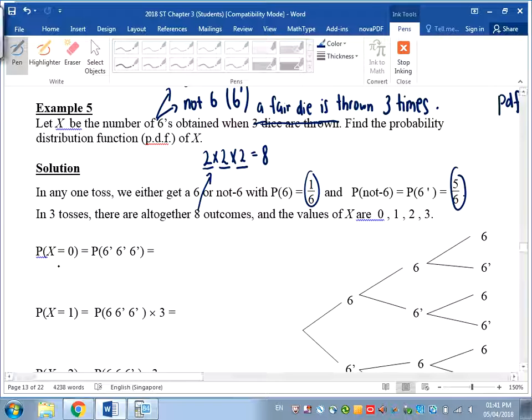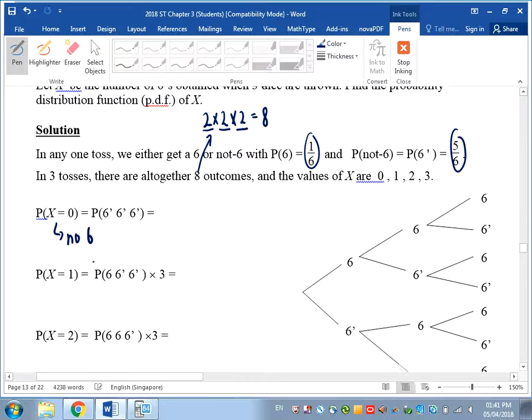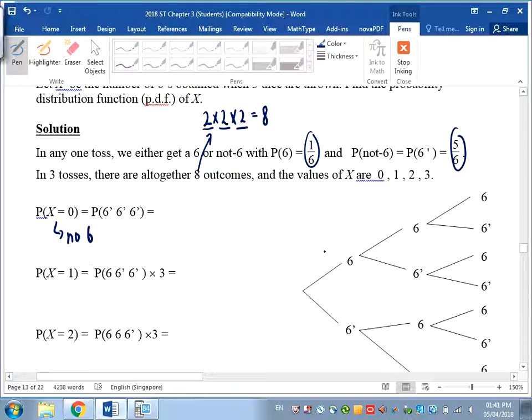So when X is equal to 0, it means that I have no 6 at all. No 6 means it's all 6 prime, 6 prime, and 6 prime. So we can easily fill up the tree diagram. It will just be 1 out of 6 and 5 out of 6 all the way. I'll leave you to fill in the details yourself.